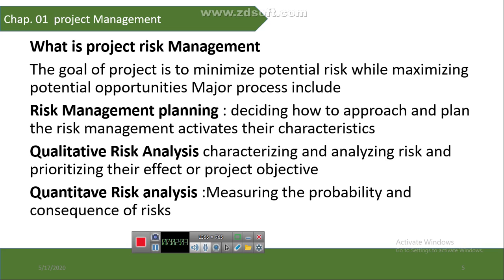Risk management planning means deciding how to approach and plan the risk management activity and their characteristics. So in risk management, we will decide how to approach the risk management activity and its characteristics.